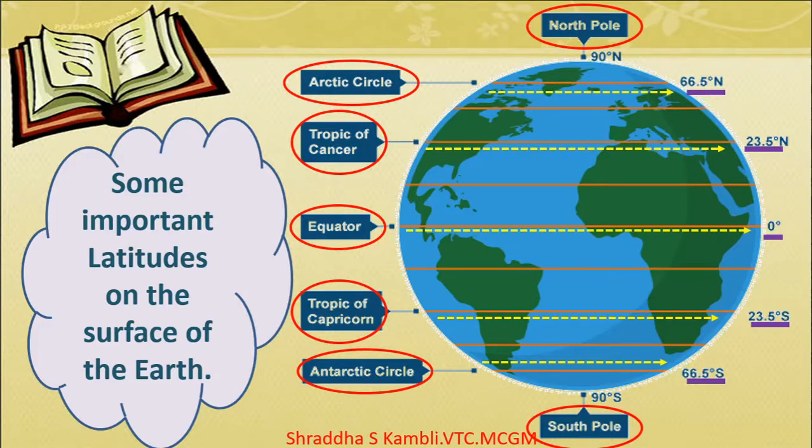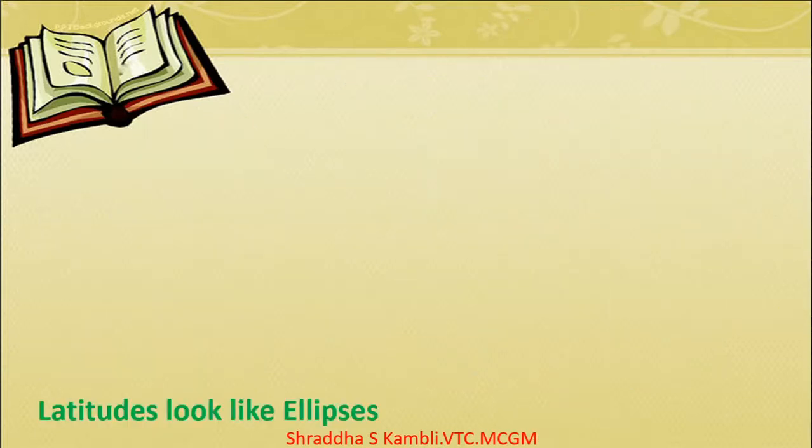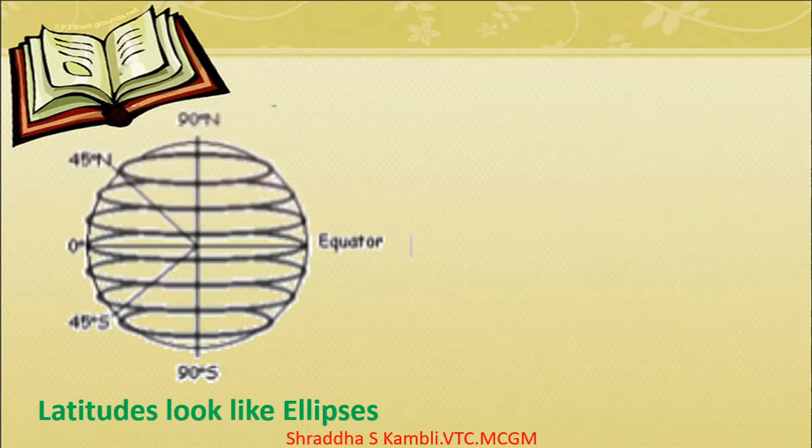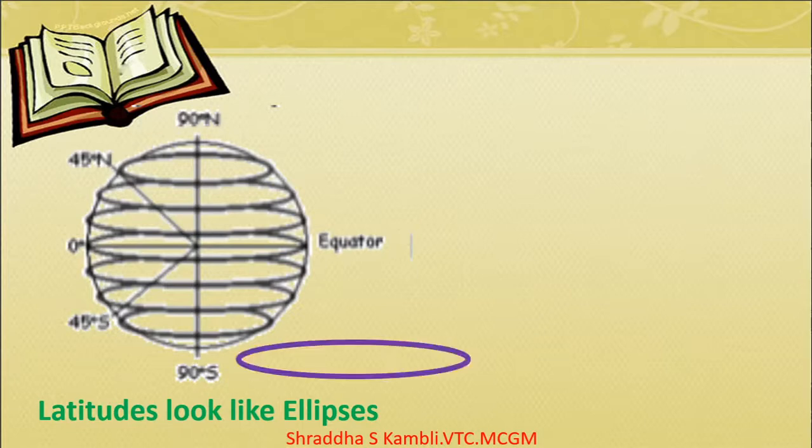Okay children, now let us see some more information about these latitudes. These latitudes, children, they look like ellipses. Now what are ellipses? If you look at this, you will see that they don't look like circles, they look like ellipses. What are ellipses? See, this is an example of an ellipse. An ellipse is, of course, in the form of a circle, but it is an elongated circle. It is like someone has pulled a circle from both the corners and made it a long circle.